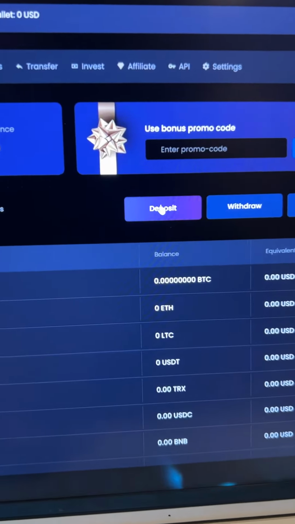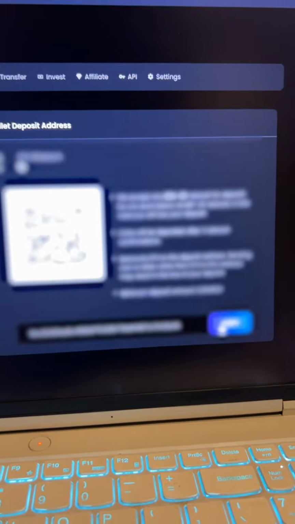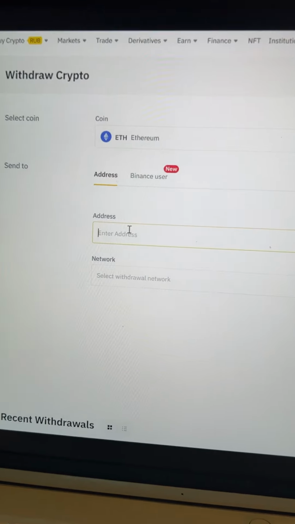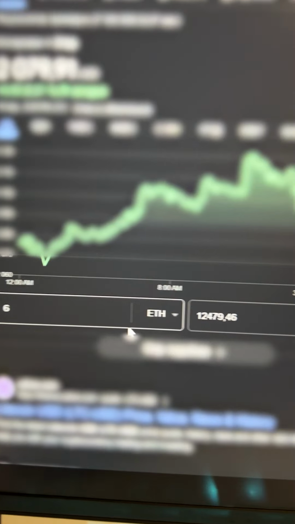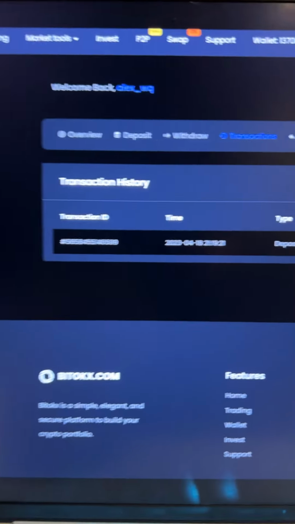First, we need to fund our Ethereum account. For this, click to deposit. Select your Ethereum wallet, copy it, and go to the exchange for replenishment. I'll start with 6 Ethereum. You can enter any amount. A few minutes passed and the money came to the balance.